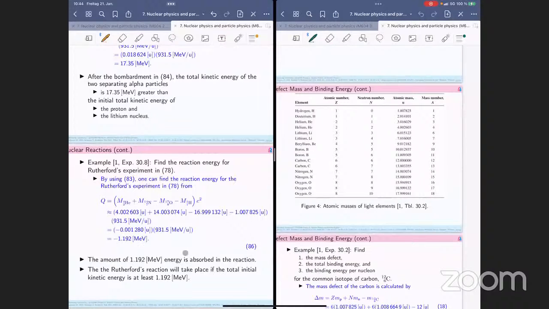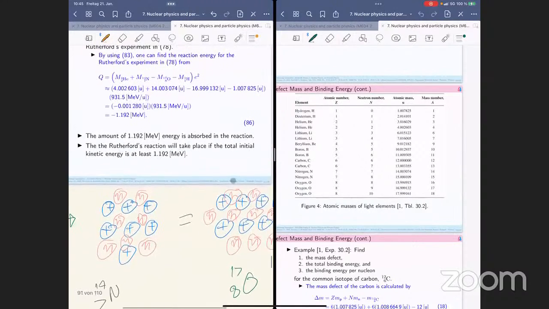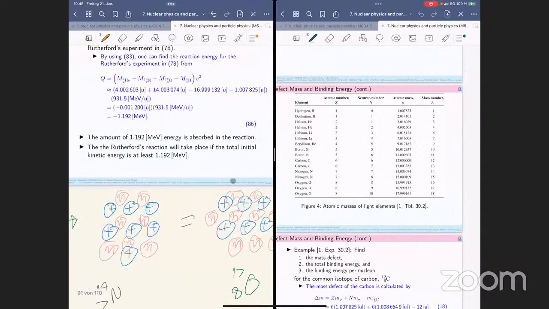In conclusion, in these experiments by Rutherford, the kinetic energy is absorbed in the process by 1.192. So the emerging particles, two things here, may have less kinetic energy than the input side. Yeah, that can happen.